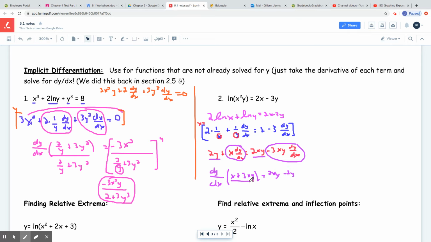And then divide by all of this. So my final answer is 2xy minus 2y over x plus 3xy. That's my derivative. All right, so that's implicit. We've done this before. It just so happens that we are doing it with natural logs.